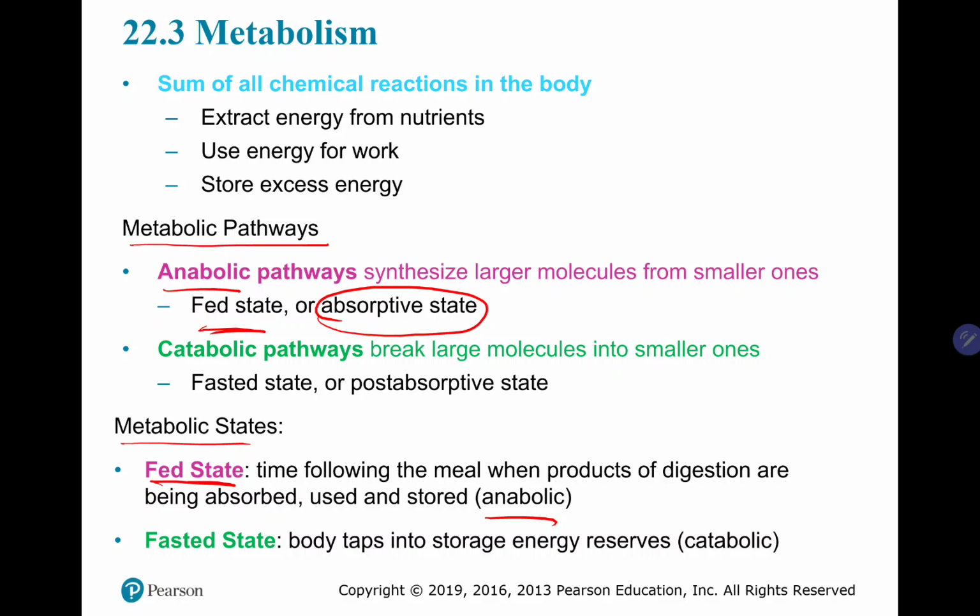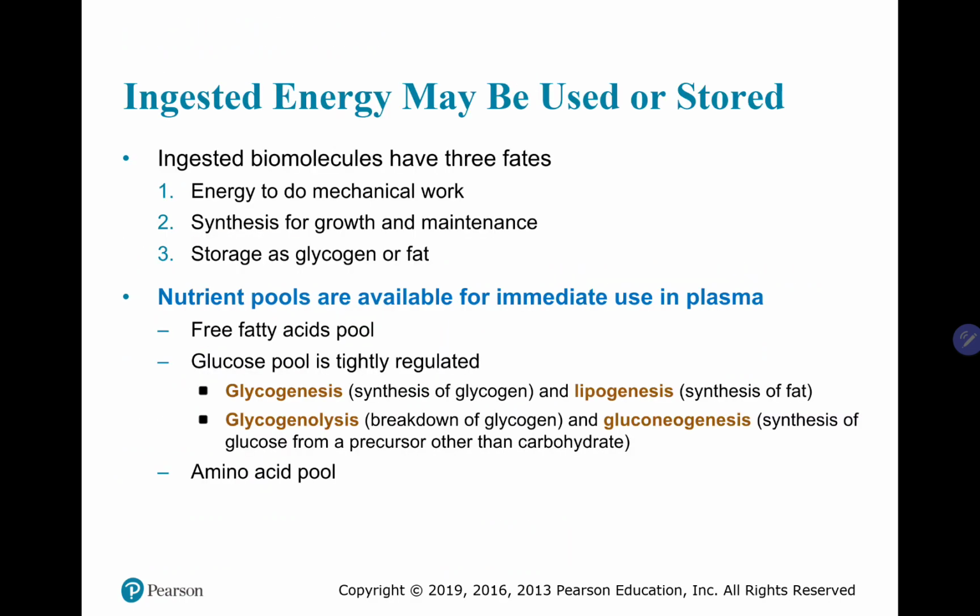Now we have catabolic pathways. Remember, catabolism breaks down things. So these catabolic pathways break large molecules into smaller ones. This is going to be in your fasted state. We also call the fasted state the post-absorptive state. And in a fasted state, this is where your body really taps into storage energy reserves. You haven't eaten for a long time. You fasted. And so now we've got to break down large molecules into smaller ones to get energy. And we'll look into that.